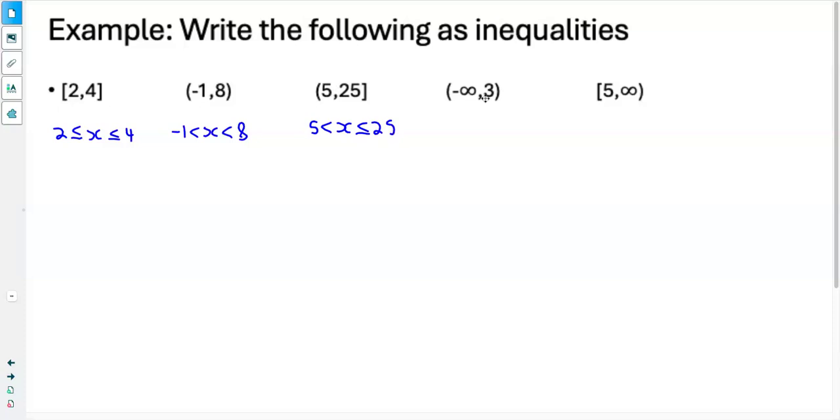Now, if we have something like negative infinity or positive infinity, we don't tend to put that value into an inequality. Instead, we know that we're going all the way to negative infinity with a maximum value of 3, so we'd have x is less than 3. This one, we have a minimum value of 5 and we go to infinity, and because it's a square bracket, x is equal to or greater than 5.